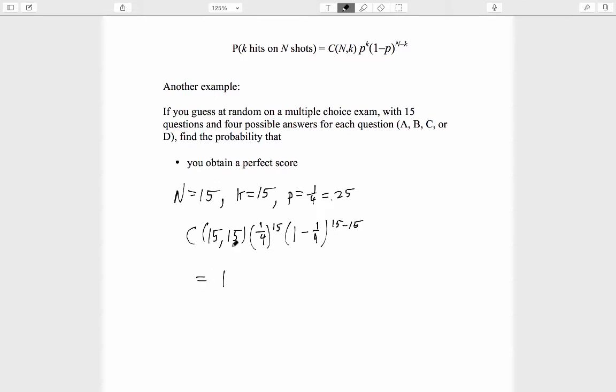15 choose 15 is 1, times 1/4 to the 15, times 3/4 to the 0. 3/4 to the 0 is just 1, so this is just a fancy way of writing 1/4 to the 15th power. This is going to be an extremely low probability, but notice that we get exactly the same result by this method as we would by our earlier method.